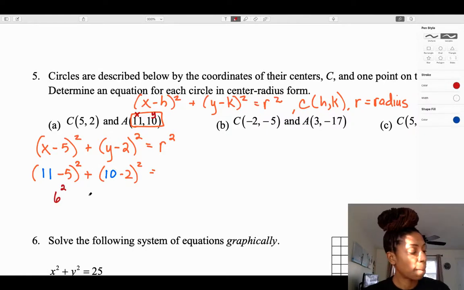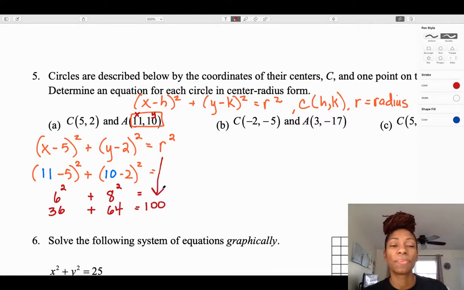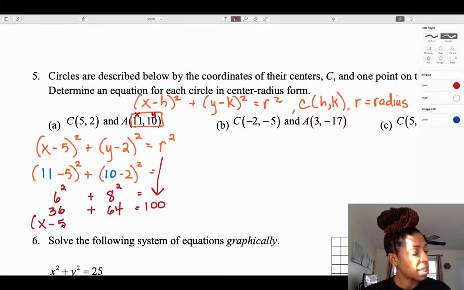6 squared plus, what is 10 minus 2? 8. 8 squared. What is 6 squared? 36. Again, use the calculator if you're not sure what these are. And 8 squared is 64. And 36 plus 64 is 100. So my r squared is 100. So now I can write the equation of the circle. X minus 5 squared plus y minus 2 squared equals 100.